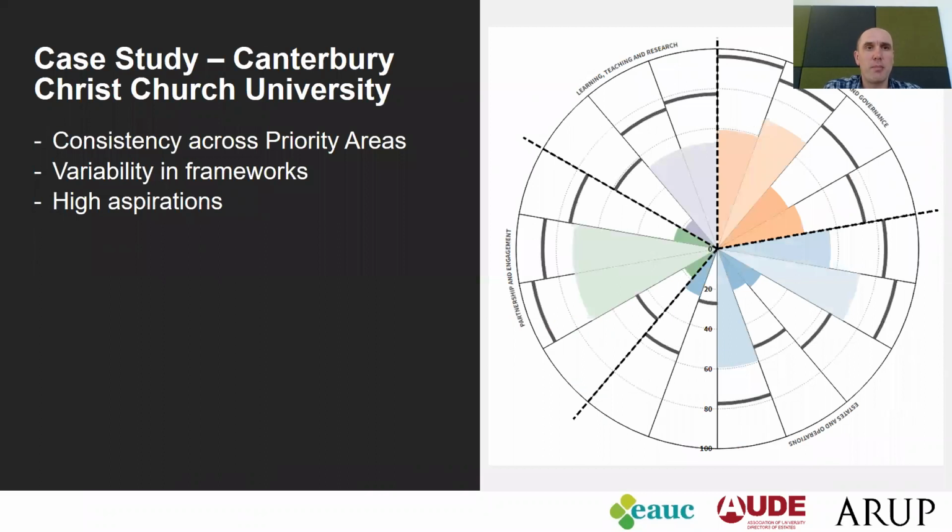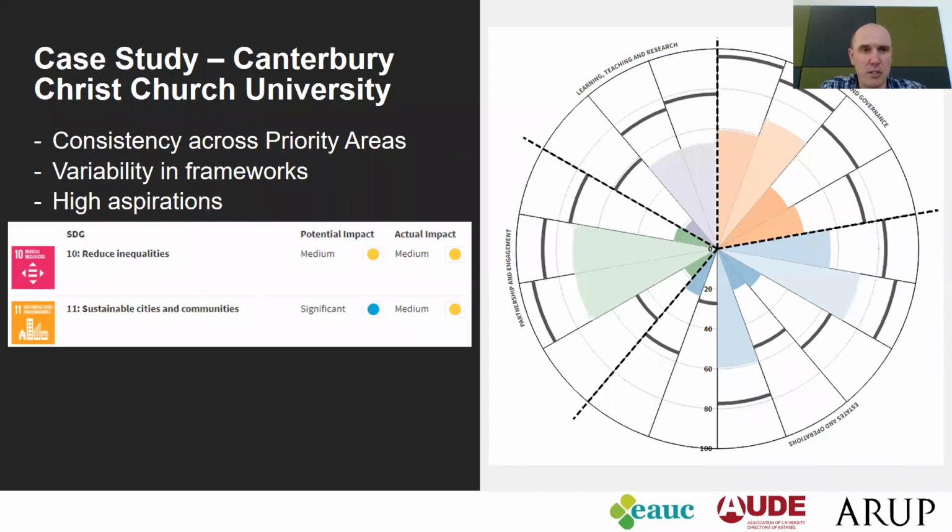So a couple of case studies. Canterbury Christchurch University to start with. A lot of consistency across the priority areas, but a great deal of variability within the frameworks. Some of them are very, very poorly scored at the moment, whereas some of them are very high performing. But you can see there that they've got very, very high aspirations.